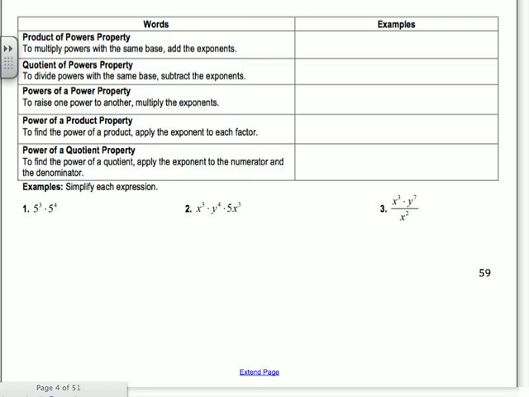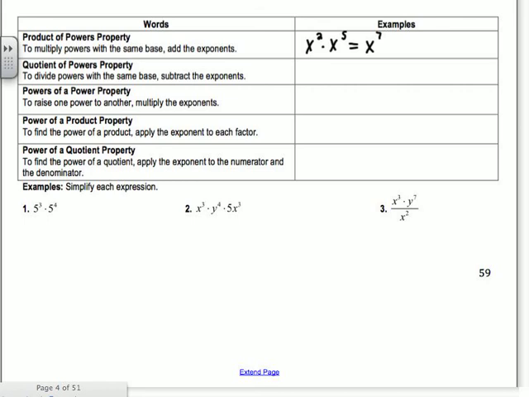Okay, product of powers property. All right, you don't have to know what all these names are, by the way. You can just use these. So product of powers, to multiply the powers with the same base, add the exponents. Okay, so if I have x to the 2nd times x to the 5th, it's going to be x to the 7th. Okay, that's what that's saying.